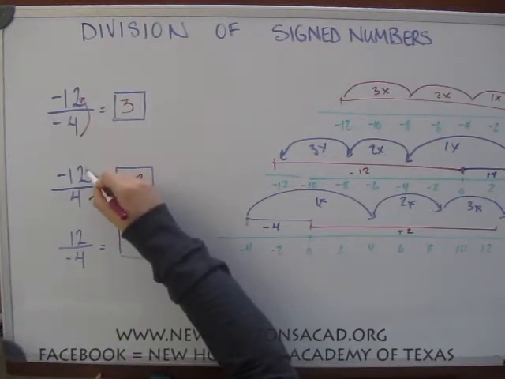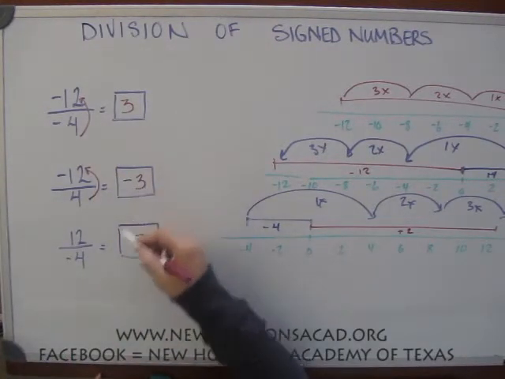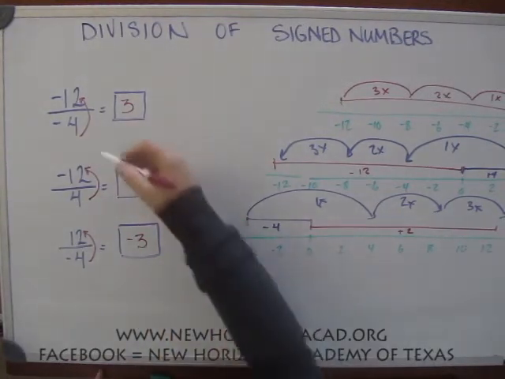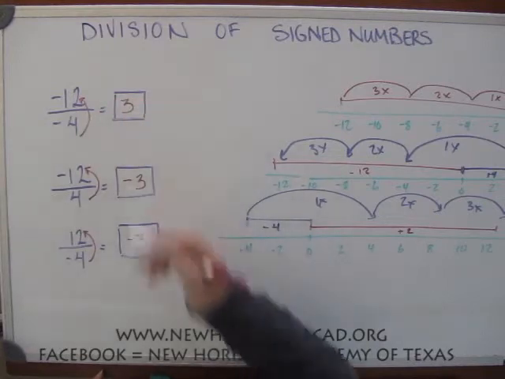So 4 fits in negative 12, negative 3 times. Negative 4 fits into 12, negative 3 times. And negative 4 fits into negative 12, 3 times.